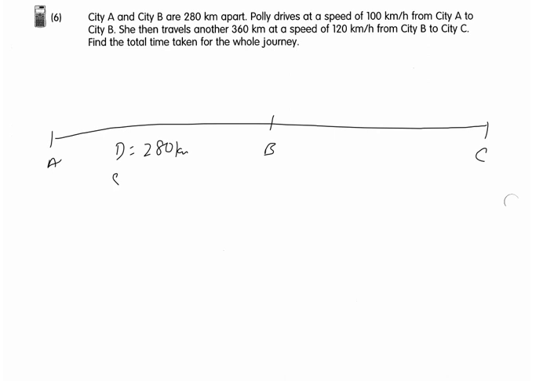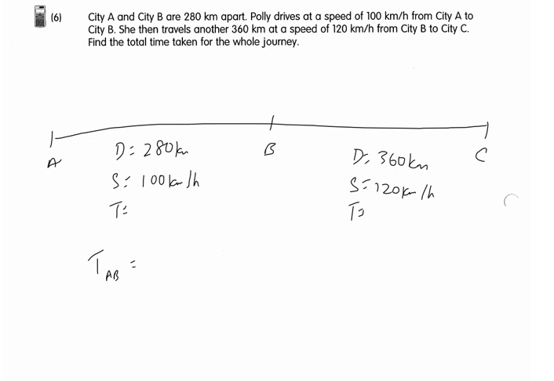So you need to have speed, you need to have time. So look at how I always summarize all my information up. Okay, and at a speed of 100 km per hour from A to B, 100 km per hour. She then travels another 360 km at 120 km per hour from B to C, correct? Okay, find the total time taken for the whole journey. Quite easy, right? Okay, so first of all, I find the time from A to B. I write T and AB at the bottom to show it's from A to B, okay?